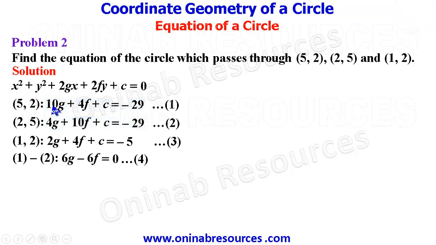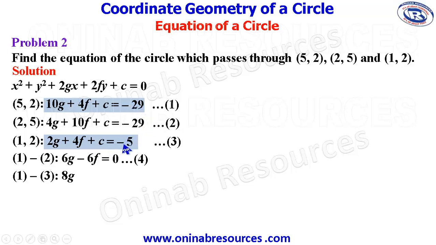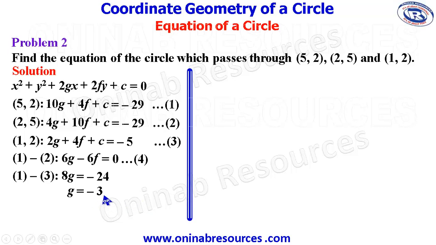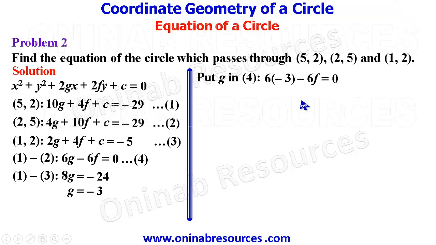Then also, if you look at equation 1 and 3, it can eliminate both f and c, so that we have equation 1 minus equation 3. 10g minus 2g gives 8g. 4f minus 4f, f is gone. C minus c, c is gone. Minus 29 minus -5 will give us minus 24. So from here we can get our g to be equal to -3 if you divide both sides by 8. Since we've gotten g to be -3, we can easily substitute g in 4 to get our f. So we have 6 times -3 minus 6f is equal to 0, giving us 6f is equal to 18 and f is equal to 3.